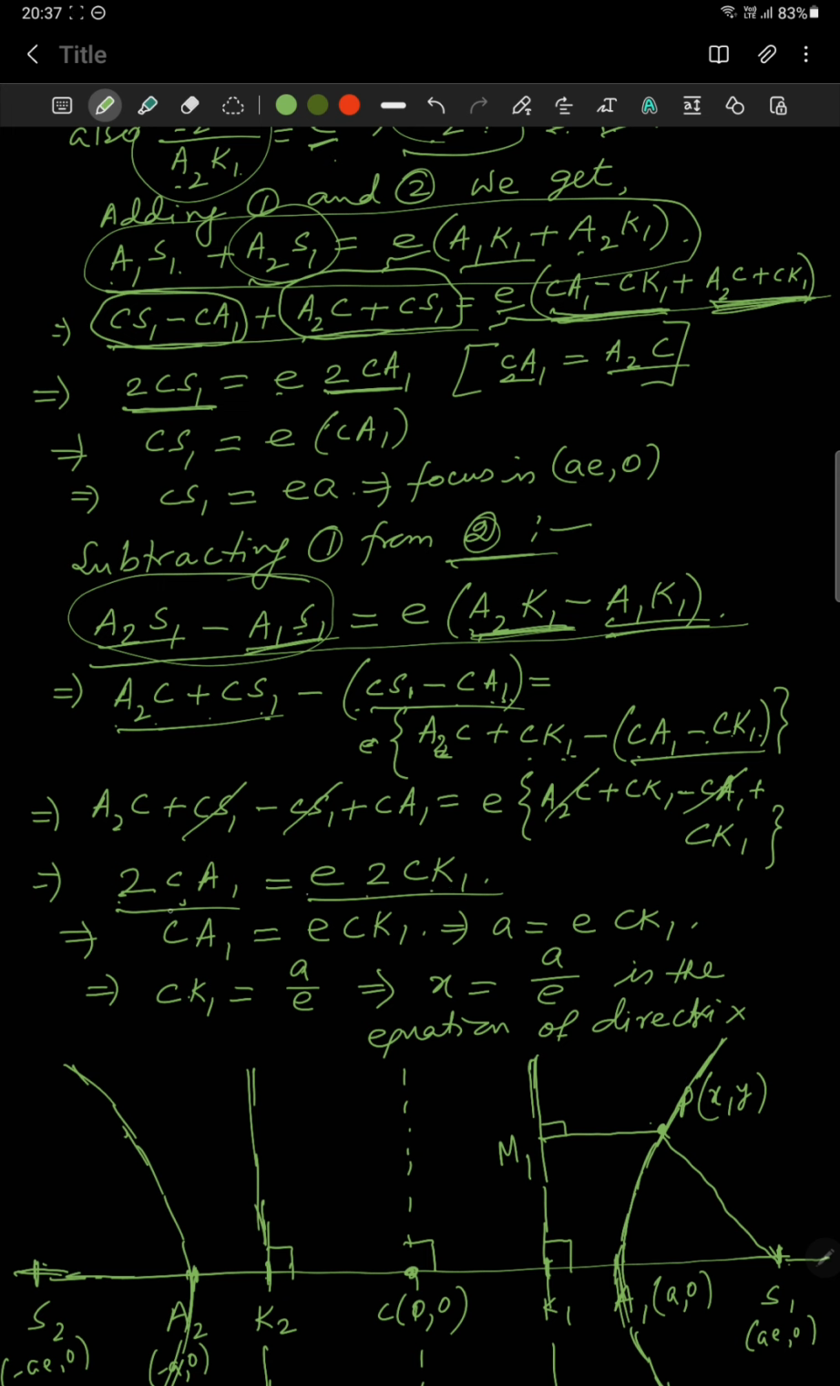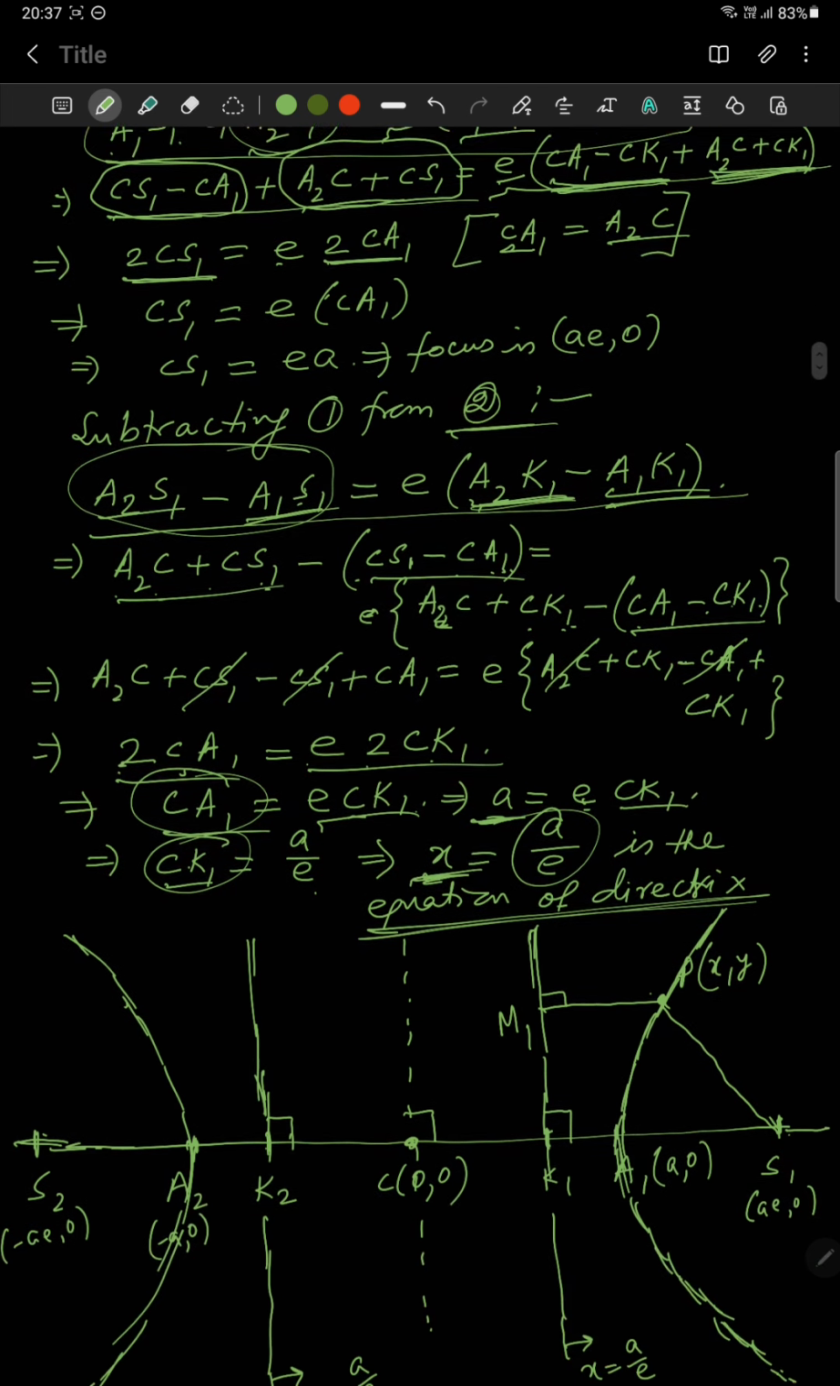2 will get cancelled. We are left with CA1 is equal to E CK1. So finally, this CA1 is taken as a small a, and this CK1 as it is, and E is brought down. So CK1 is equal to A by E, that is, this CK1 is taken as x, that is the x coordinate. So x is equal to A by E is the equation of the directrix. I hope till this point it is clear to all of you.